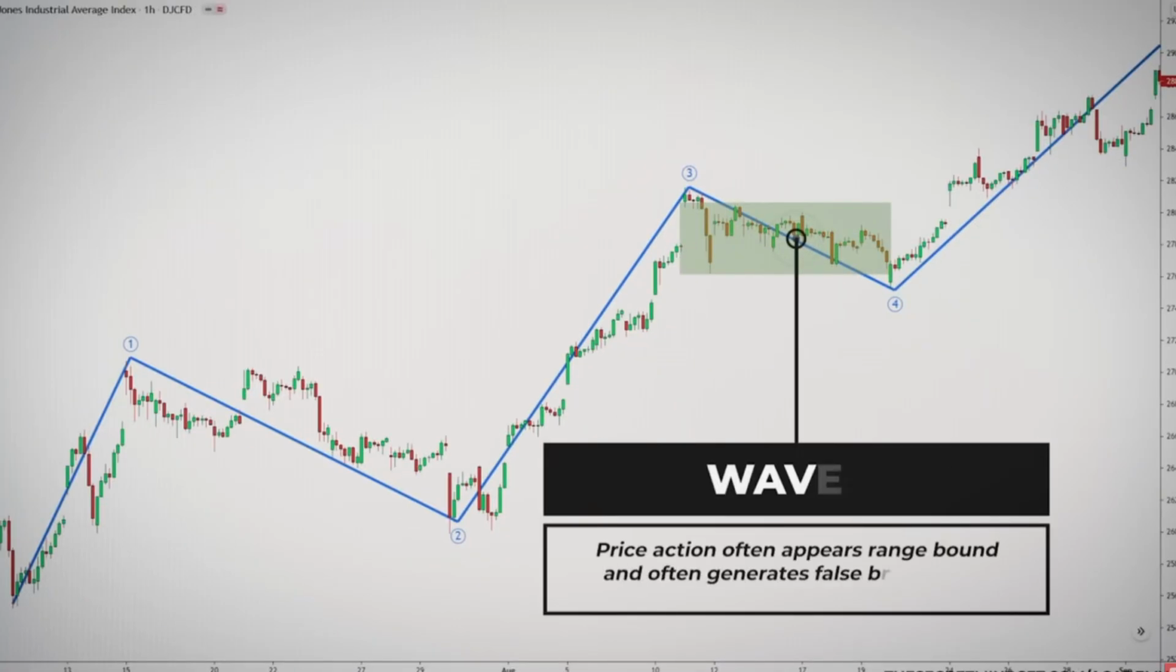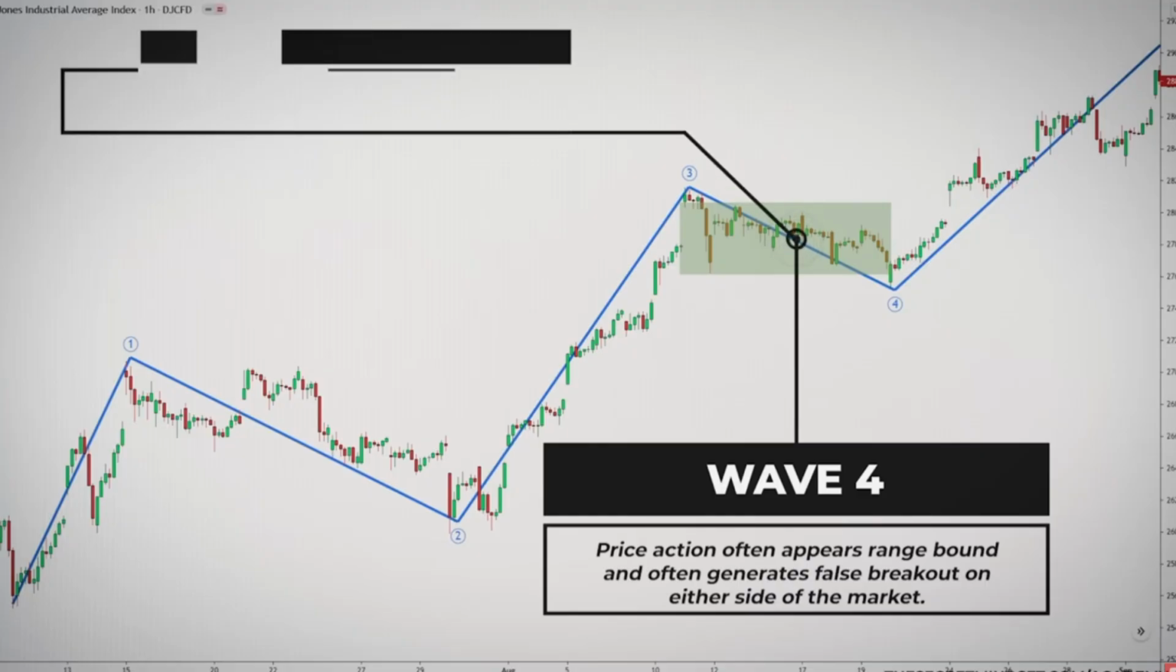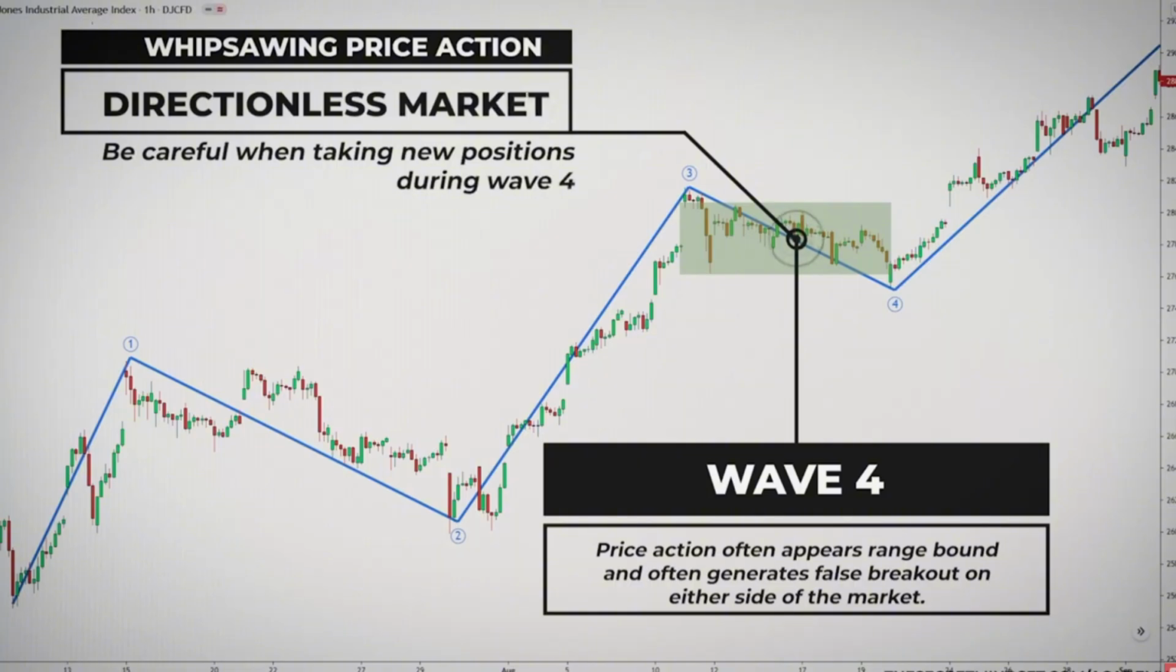The price action often appears range-bound, with price moving back and forth without any clear direction. Wave 4 brings price action that often creates false breakouts on either side of the market. You need to be very careful when taking your positions during wave 4, as you are more likely to lose money during these directionless market conditions.